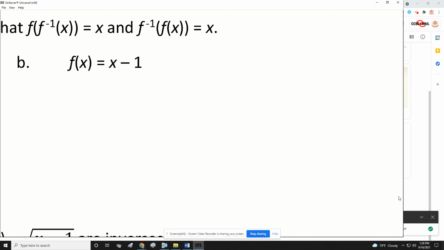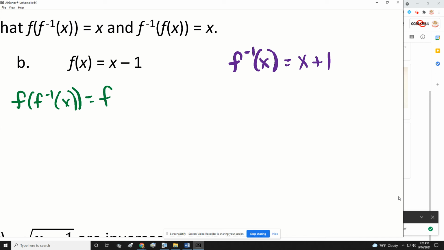So think about that for a second. Think about what undoes adding 1. Sorry, I told the answer. What undoes subtracting 1? Undoing subtracting is going to be adding 1. So we'll do f of f inverse of x. So f of x plus 1. We'll take that, x plus 1, and put it into f. And we're just left with x.